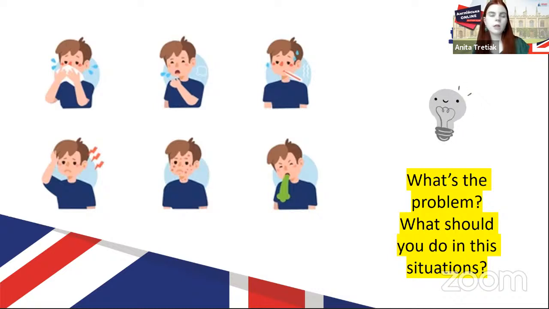Yeah, it's cough. So what do we do if we cough? Yeah, that's right. Again, we can drink some tea or milk with honey. We need to see the doctor and we need to take some pills. Picture 3, what is the problem here? Temperature, yeah. So what should you do if you have high temperature?